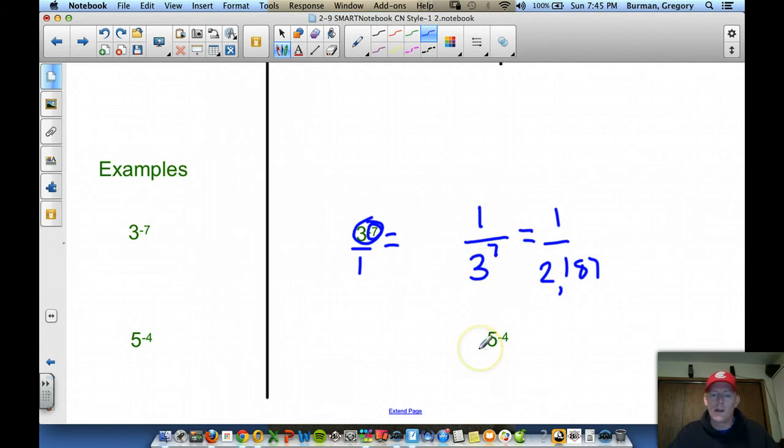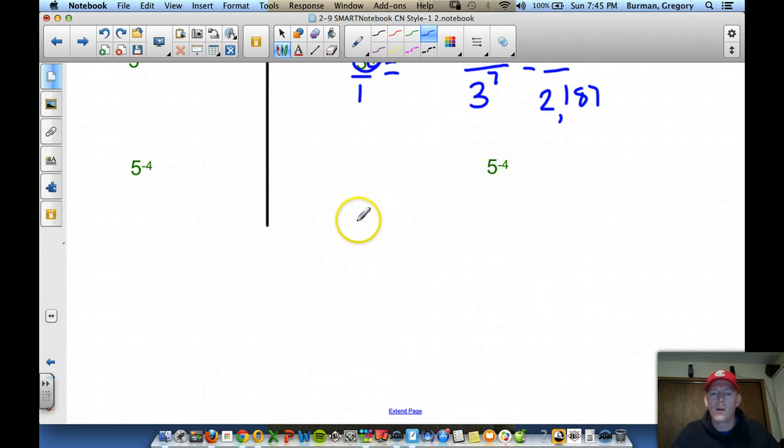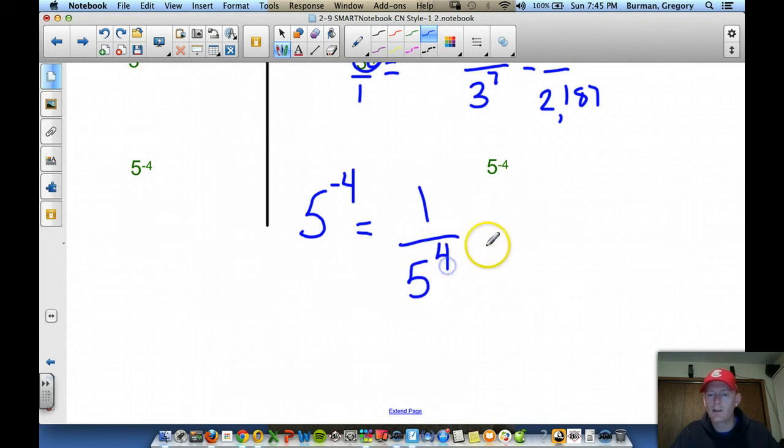Okay, so let's try this 5 to the negative 4th. Hopefully you'll have a 5 to the negative 4th written down as a 1 over 5 to the positive 4th. And 5 times 5 is 25. And since there's 2 more of those, 25 times 25 is 625. Double check. Yes, I'm correct. So that becomes 1 over 625.